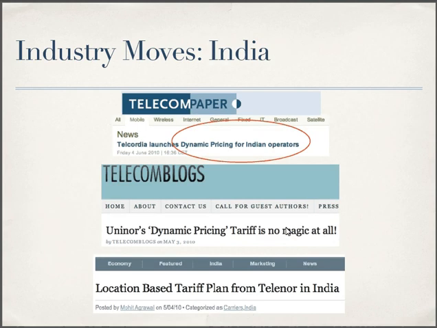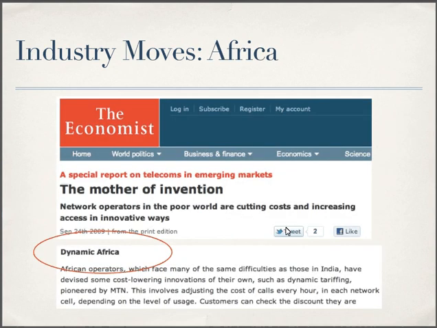For voice calls, India already started time-dependent pricing. You see, people are really willing to wait. Same for Africa. They are even starting to try out congestion-dependent pricing. The operator adjusts the cost of calls every hour in each network cell depending on the level of usage. Customers can check the discount they are getting on their handset. But this is congestion-dependent pricing only for voice calls and without giving users an opportunity to react to low prices.